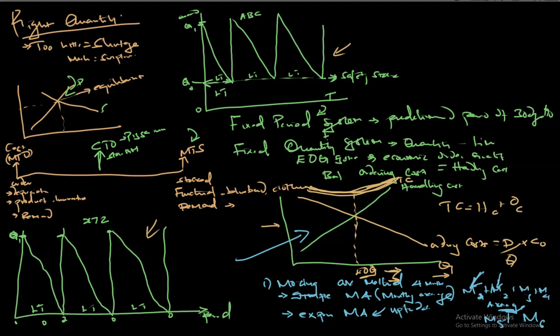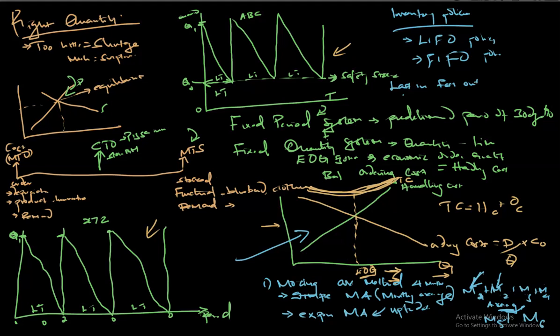Now, let's assume you have brought these items into your organization. What are some of the inventory policies that you can have? The first one is the LIFO and the FIFO policy. LIFO stands for last in, first out of the store. FIFO is first in, first out. Think of it this way.